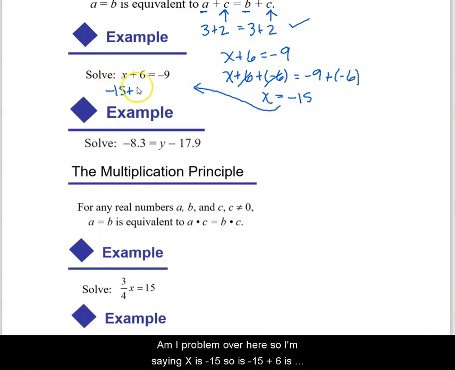So is negative 15 plus 6 equal to negative 9? Negative 15 plus 6 is negative 9. So when we go back and check our work, we know that we're correct.